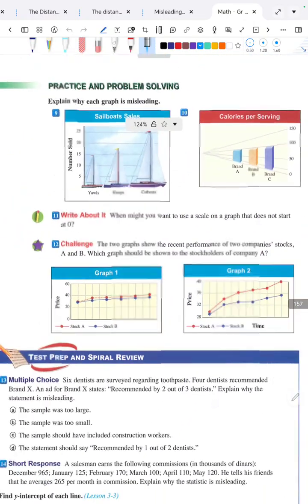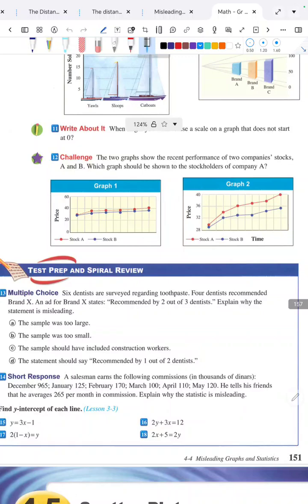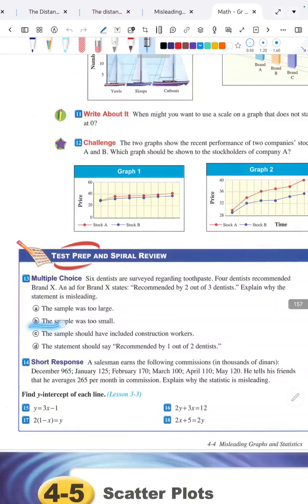The last one: is it enough when 6 dentists prefer a toothpaste for us? No. Why? What's the reason? The sample space was too small.